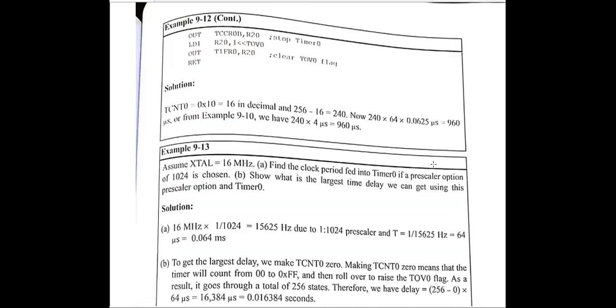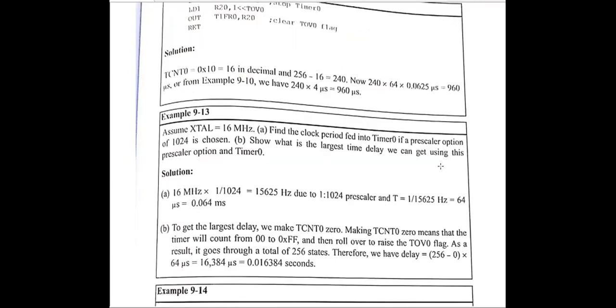Solution is TCNT0 is this: 256 minus 16 in decimal form is equal to 240. Then we have 9.13, where XTAL value is equal to 16 megahertz, and the clock period fed for timer 0 is the first prescaler option. What is the largest time delay we can get using the prescaler options of the timer?